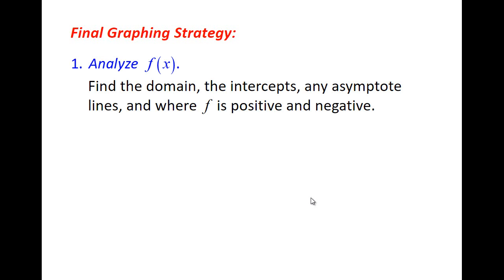We want to find the domain of f. We want to find the x and y intercepts of f if there are any. We want to find the vertical asymptotes and the horizontal asymptotes if any. And we also want to know where f is positive and negative. Then we want to analyze the derivative of f. Mainly, we want to know where the derivative is positive and negative, because that's going to tell us where the function is increasing or decreasing. And based on that, we also will know where f has local max and or min.